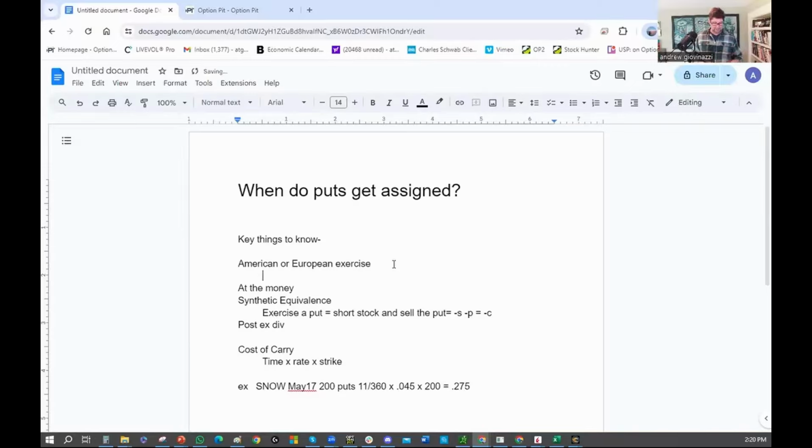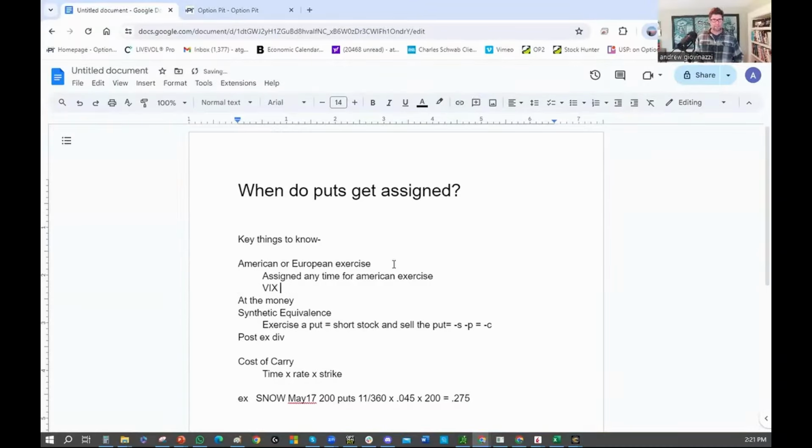So American exercise can be assigned anytime. European, on the other hand, is assigned on expiration only. European exercise options are mostly the big indexes, so VIX, SPX, RUT, NDX, etc. There are some other European exercises, like XSP, but just so you understand, it's mostly cash settled or European.